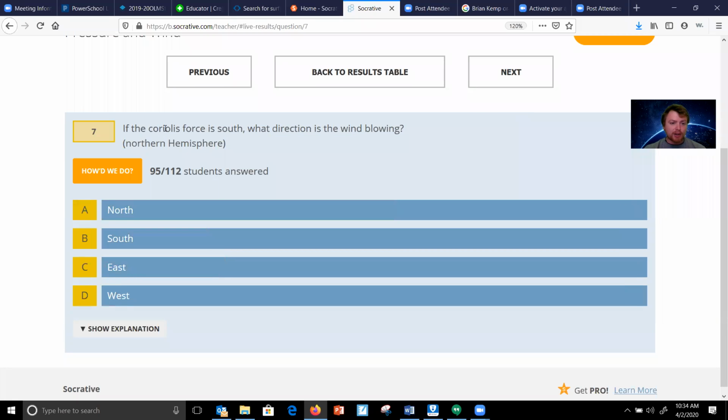All right, if the Coriolis force is to the south, what direction is the wind blowing? Well, again, this south-facing force has to be to the right of my wind direction. So the only way that's going to work is if my wind is blowing this way, right? Okay, so my wind is blowing east, and my Coriolis force is to the right of that, and it is south. Okay?